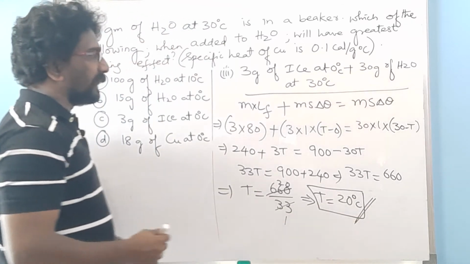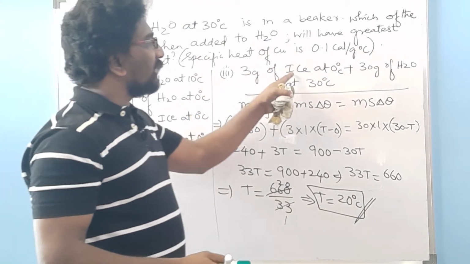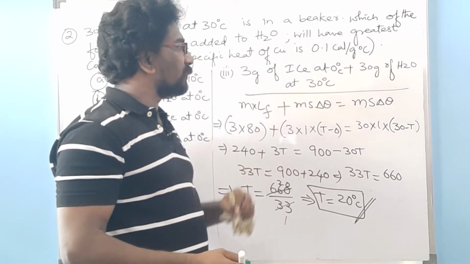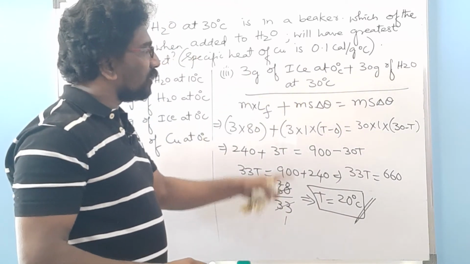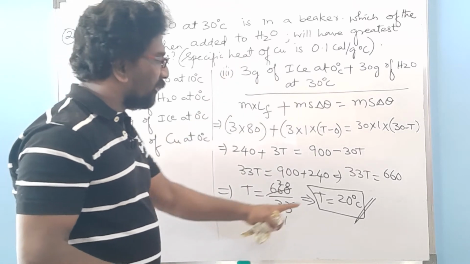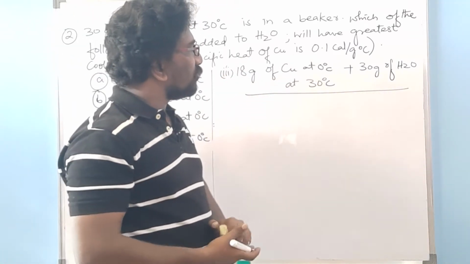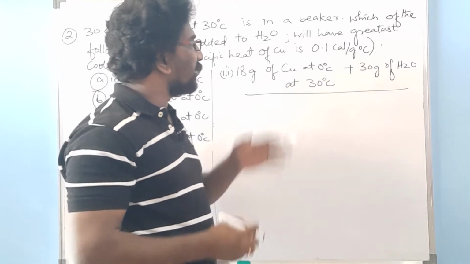So this is the third case. Whenever 3 grams of ice at 0 degrees Celsius is mixed with 30 grams of water at 30 degrees Celsius, the final or resultant temperature of this mixture will be 20 degrees Celsius. Now the fourth case: 18 grams of copper at 0 degrees Celsius is mixed with 30 grams of water at 30 degrees Celsius.